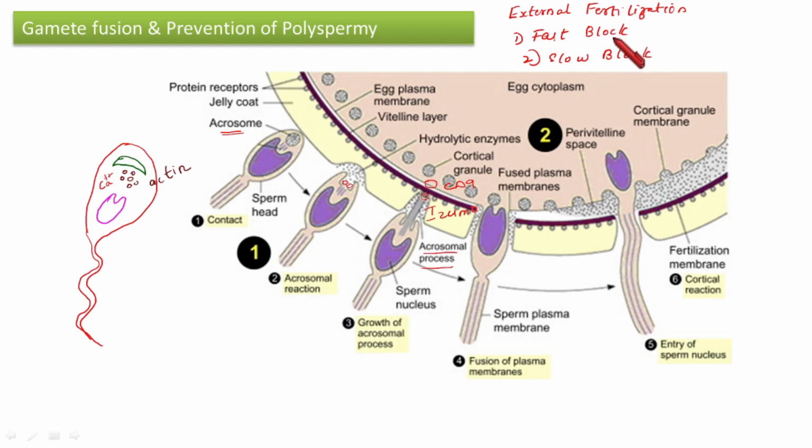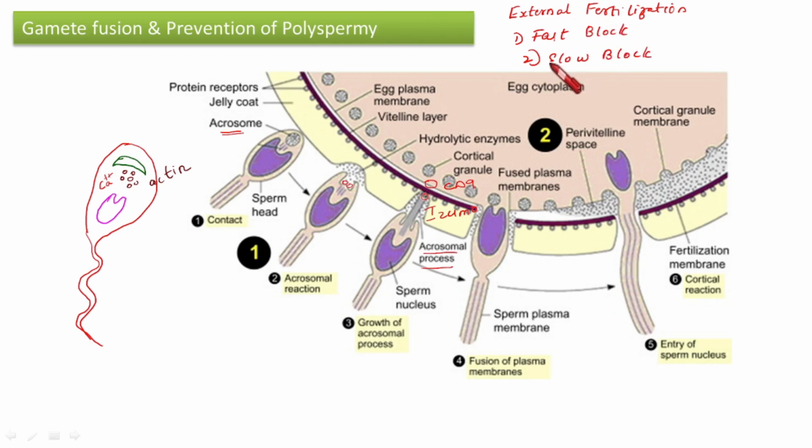The fast block gives only a temporary protection and the slow block gives a permanent protection against polyspermy. Organisms having external fertilization are at risk of encountering many sperms, and those sperm may also come from different species. So it is very urgent to prevent polyspermy, and the fast block is significant in organisms having external fertilization. Why?